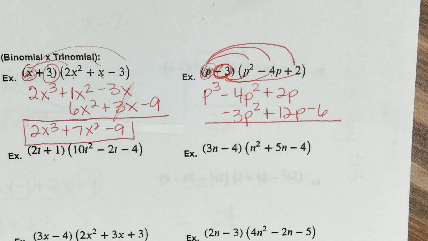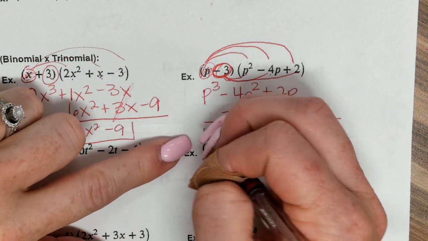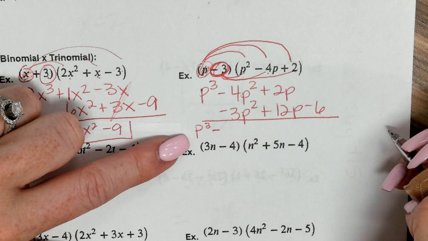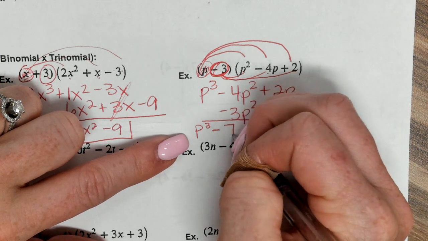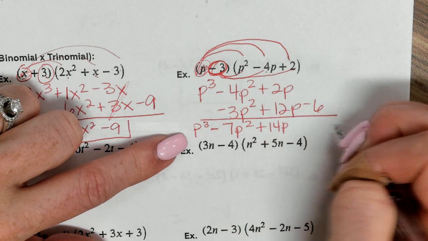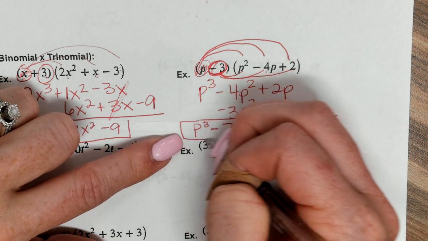And now I will just combine my like terms. Now I don't have to stack them. It's just easier to stack them where you're not having to look for what to combine. All right, so I have p cubed minus, what's negative 4 plus negative 3? Negative 7p squared plus 14p minus 6.